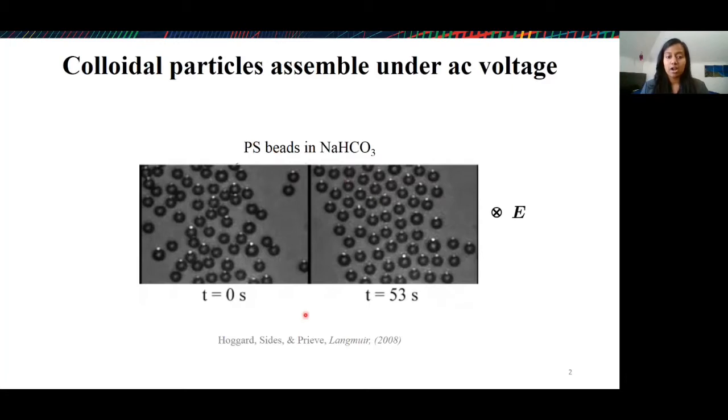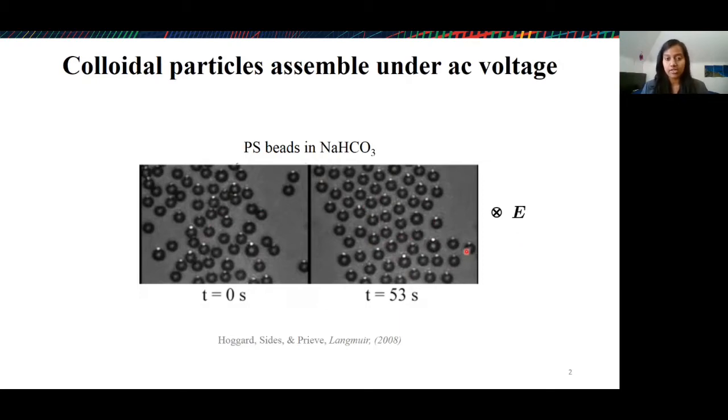The images here are from experiments from Dennis Prieve's group, where on the left is the colloidal suspension of polystyrene beads in sodium bicarbonate when there's no applied electric field. And on the right is what happens when you apply an electric field for a few seconds. You can see these planar structures that are created under this electric field. They've done this experiment for various different electrolytes and various different electric fields.